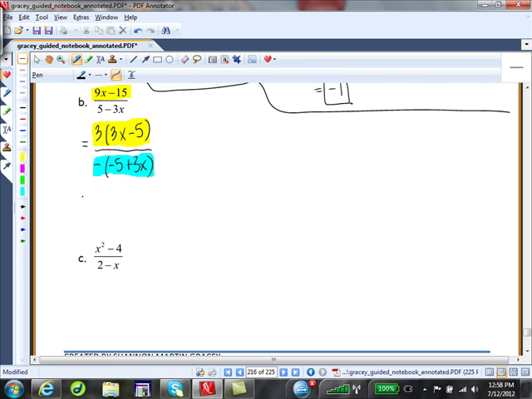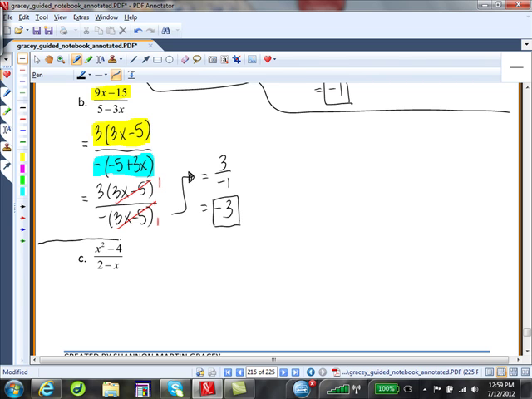Either way will work. So this is going to be 3 times 3x minus 5 over negative quantity 3x minus 5. So dividing out the common factor of 3x minus 5, we get an end result of 3 over -1, which is -3. How'd you do on that one? Do okay? Good. All right, so now part C.